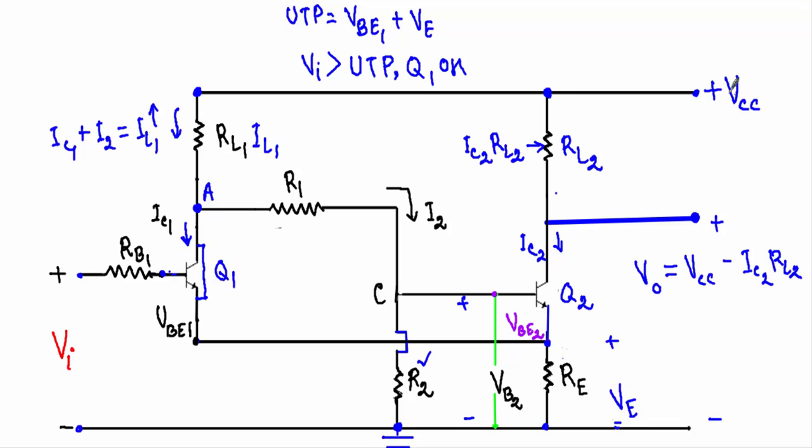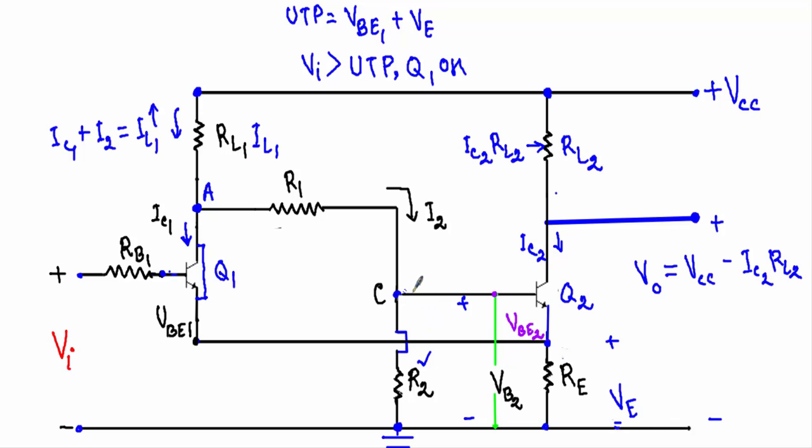And I have shown you that RL1, R1 and R2 form a voltage divider bias circuit in which this entire VCC gets absorbed. Now, as the voltage drop across this RL1 is increased drastically, the voltage difference between this point and this point will be reduced. That means the voltage difference between this C terminal and ground will also decrease.